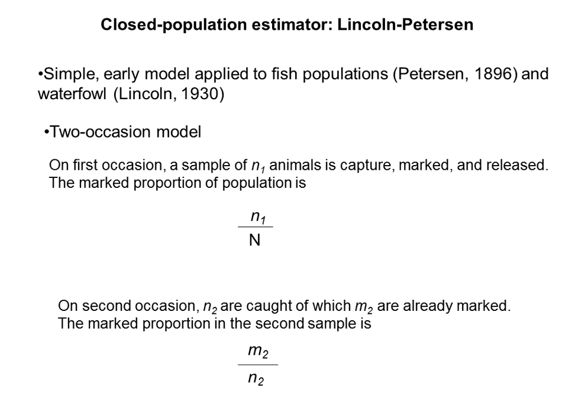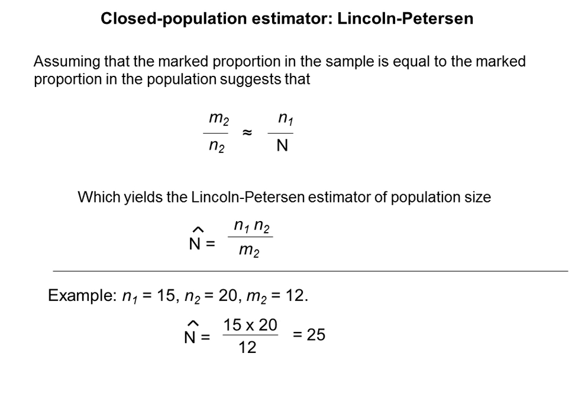The marked proportion of the second sample is M sub 2, how many you captured that were already marked, over your N sub 2, which is the occasion that you just sampled. So how many you sampled is on the bottom. On the top of this equation is how many had been recaptured from the previous effort. Then, assuming that the marked proportion of the sample is equal to the marked proportion in the population, this suggests this formula, which yields the Lincoln-Peterson estimator of the population size.